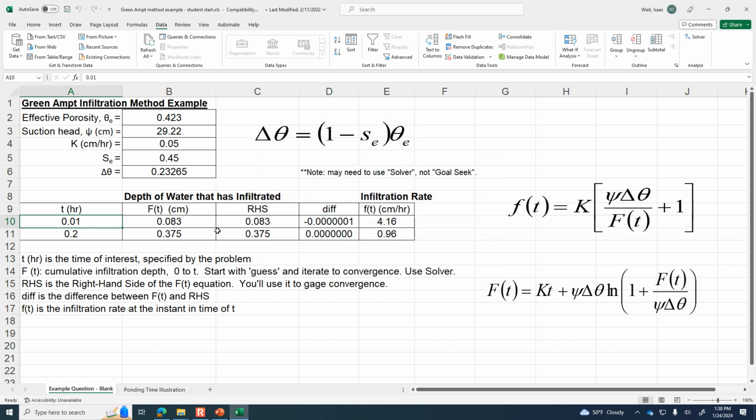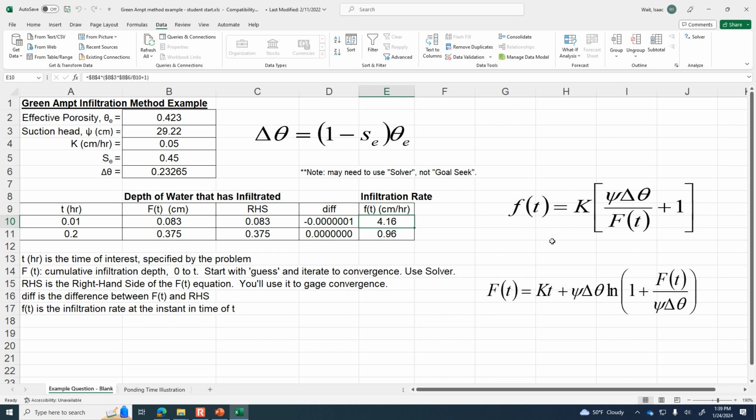At the very beginning of the storm, it was infiltrating at 4.16 centimeters per hour. So you have to know what your rainfall pattern was. How intense was the storm at the very beginning? Was it more than 4.16 centimeters per hour? If yes, then continuous ponding is a valid assumption. If no, then continuous ponding is not a valid assumption, and the infiltration rate will decline less quickly than is predicted here.